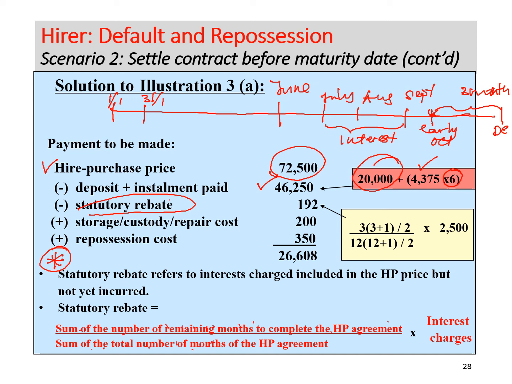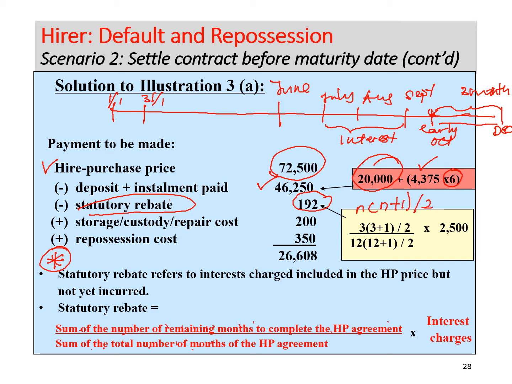So the interest for this 3 months period refers to the statutory rebates that the company can enjoy. In other words, the 3 months interest from October to December, which the company does not have to bear as interest expense, we regard as the statutory rebate. So how do you get the figure of 192? It's your N times N plus 1, divided by 2.